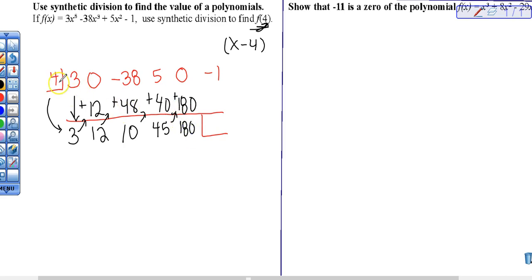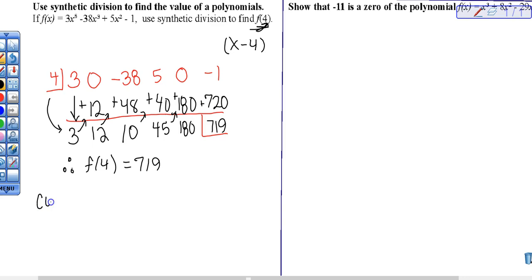Now I'm going to be really impressed. 4 times 180 is? Woo! That is right. It is 720. And add negative 1. 719. Therefore, f of 4 is 719. And I think that really does illustrate the remainder theorem, because look at what our remainder was.